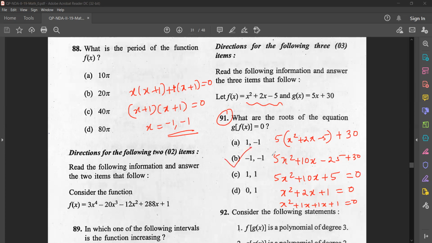Very direct question. So you have to know the meaning of g of f of x. g of f of x means in g of x, wherever you have x, you have to put f of x. That's all. So the answer is option B. Now see the next question. Have you copied this?